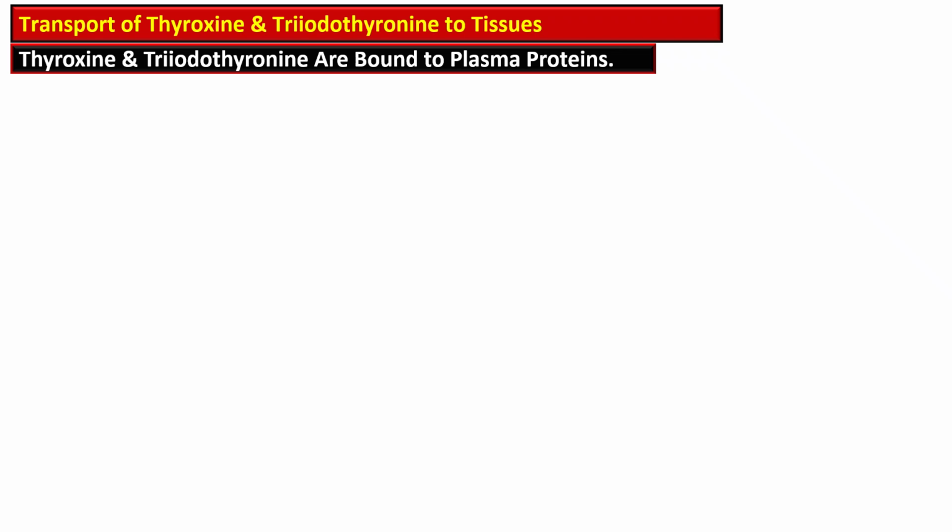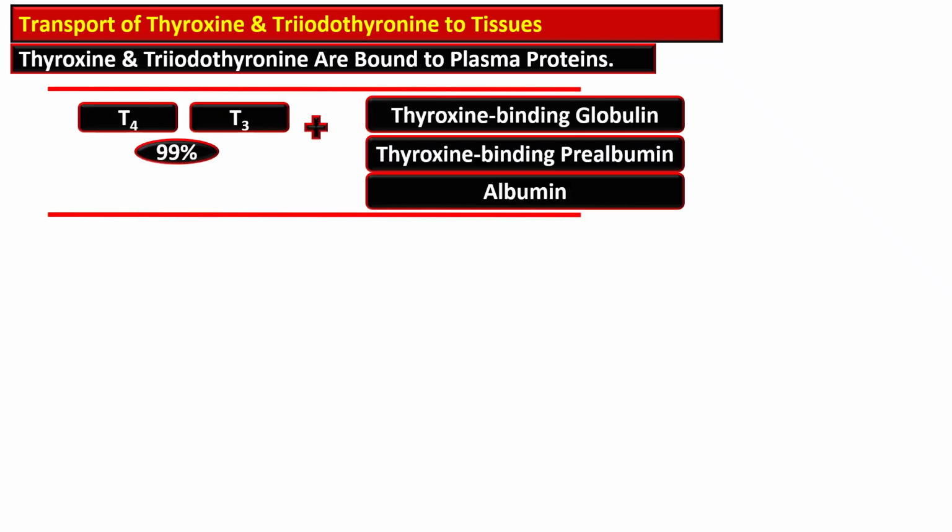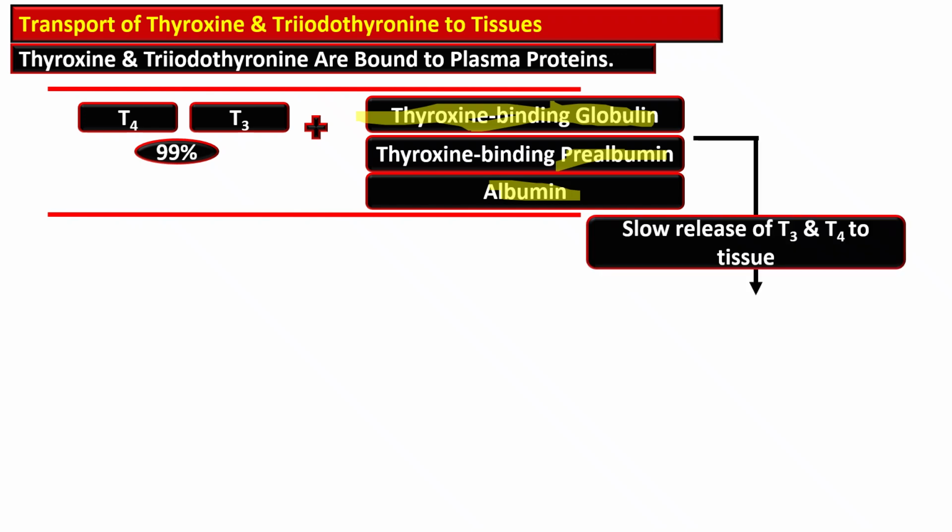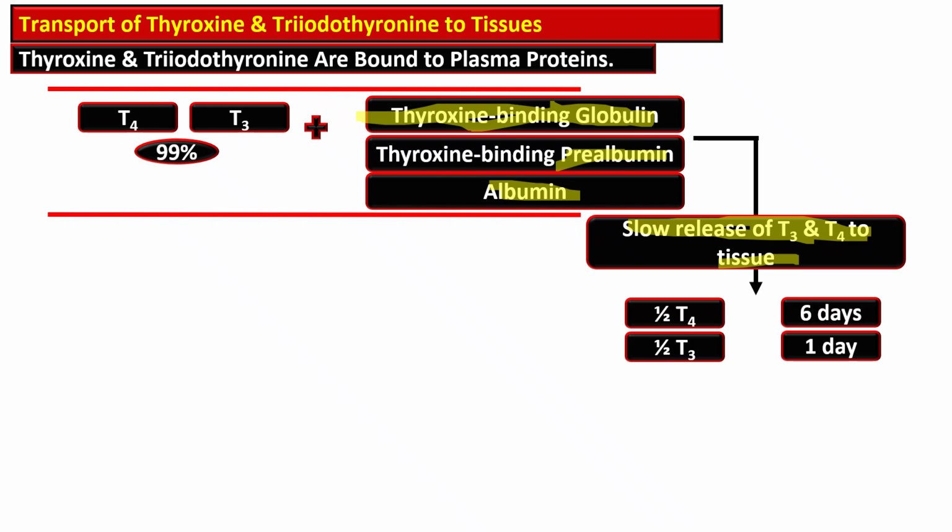Upon secretion into the bloodstream, 99% of both T3 and T4 are bound to plasma proteins. All these proteins are produced by the liver, but the main binding protein for these hormones is thyroxine binding globulin. The other proteins are thyroxine binding prealbumin and albumin. Then both of these hormones are slowly released to the tissue.